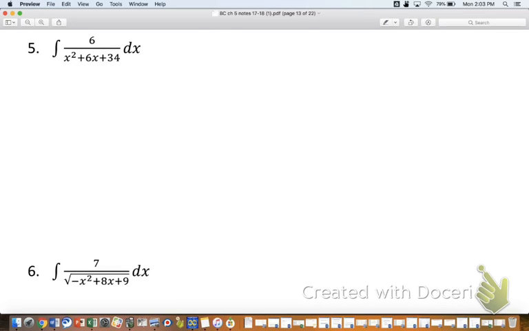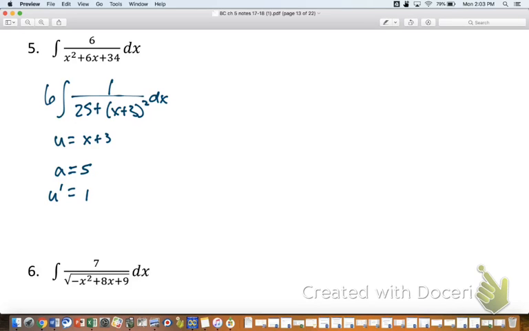So it was 6 integral 1 over, let's see here, it was 25 plus x plus 3 squared, right? Yeah. Okay, so then I said u was x plus 3, a was 5, and u prime was 1. So to fit the arctan pattern, the numerator has to be u prime times a. So u prime times a would be 5. So we'd have to go times 5 divided by 5. Yeah, the arctangent has a on the top.